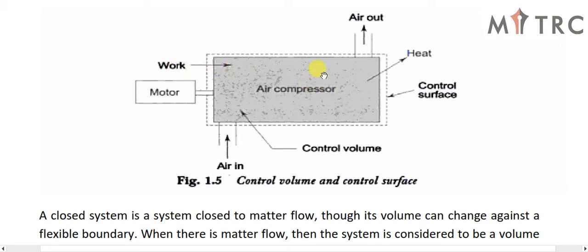If work is done, heat will be released. And if air goes out, then the volume will be controlled. As much air as will enter, as much air will go out from the exit, then the complete system will be a controlled volume system. And the surface is a controlled surface because the surface will not change its shape and size. So this is the process which is known as controlled volume and controlled surface system.